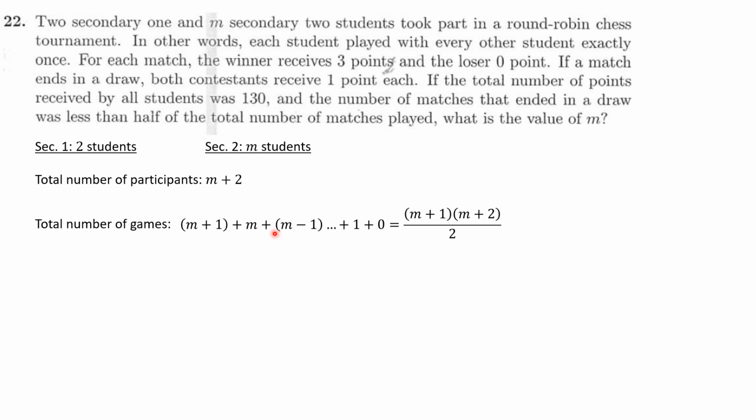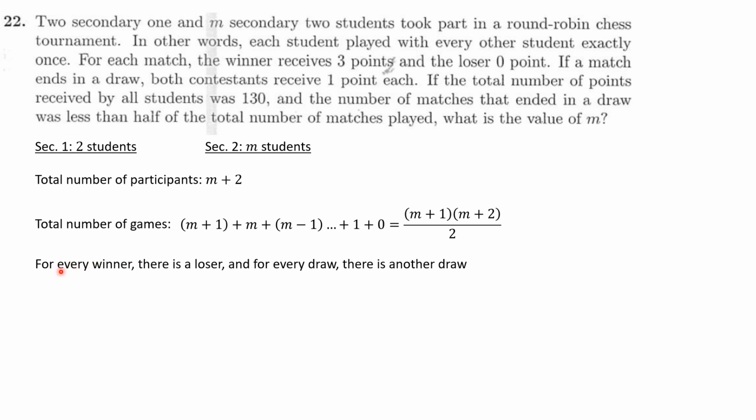So the third student is going to play one less game, and the last student already played against everyone, so we're just going to count 0 for him, right? So he already played against all the other participants. We already accounted for that. Well, this is just a simple sum, right? So we have an arithmetic progression, and the sum ends up being M plus 1 times M plus 2 divided by 2.